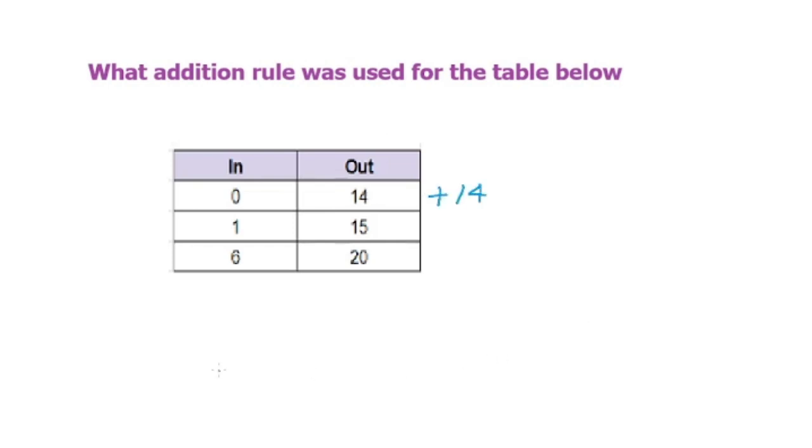Then if we look at the next row, in the in column, there's 1, and in the out column, there's 15. So to get 15, when you're starting with 1, you have to add 14 again. And then for this one, there's 6 in the in column and 20 in the out column. To be able to get 20, you would have to add 14 to 6.